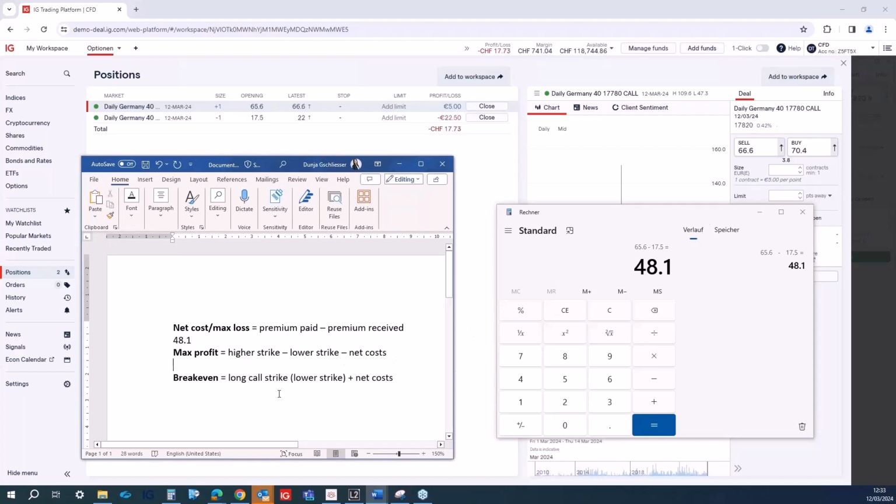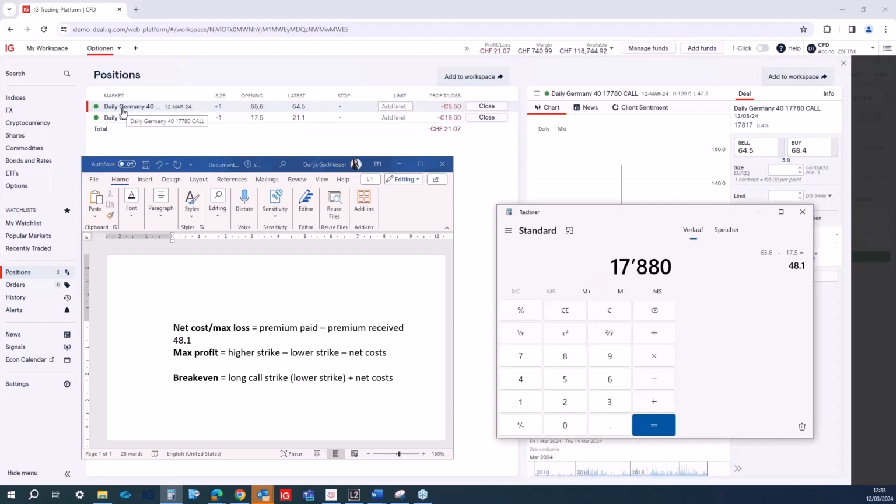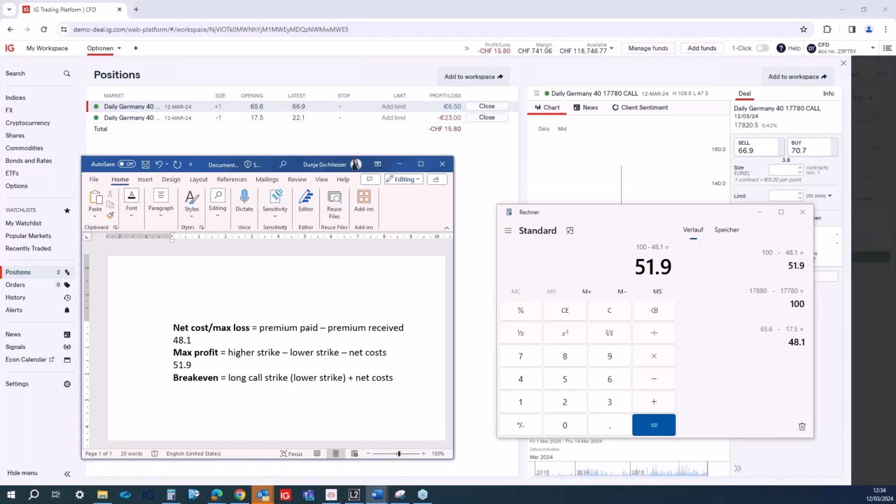Then the max profit. The max profit is the higher strike, which is at 17,880, minus the lower strike. So we're calculating the spread here. Minus 17,780 gives us 100. And now we deduct our net cost, minus what we calculated before, 48.1. So our max profit is 51.9 per euro per point.